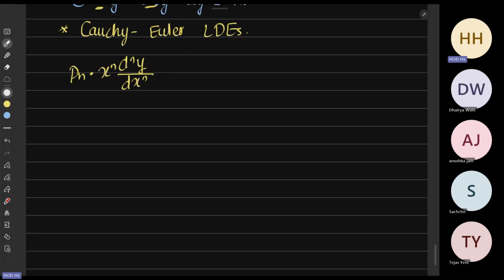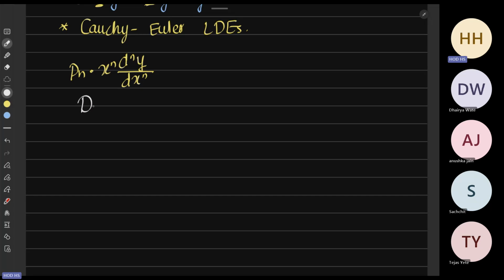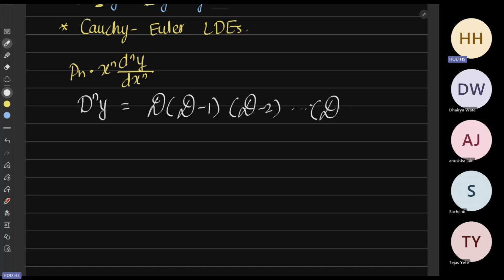Now here, d to the power n y is substituted as D, D minus 1, D minus 2, and so on till I get the nth term as D minus (n minus 1). So this is the substitution that we will be using, and to get this, we need to put x as e to the power z, or ln x as z. This is the substitution we need.